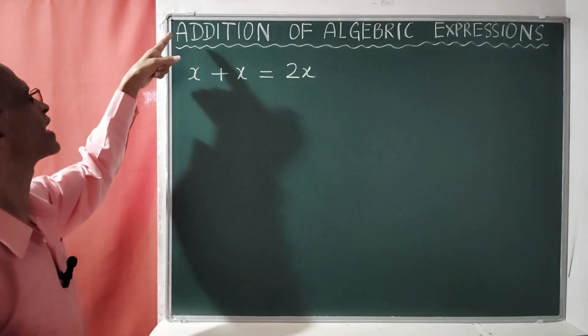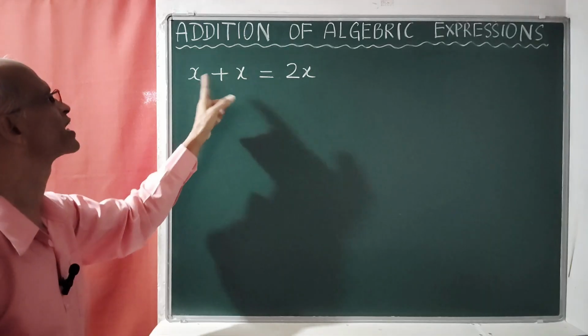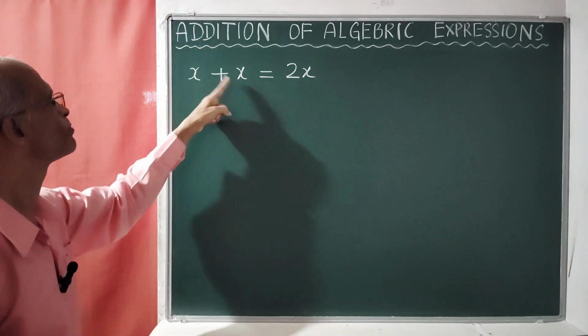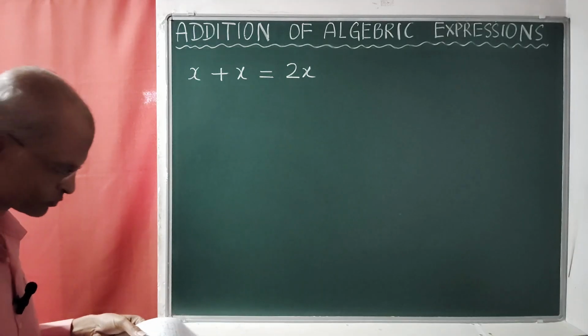In the case of addition or subtraction, we are not going to do anything with the variable. We are just solving the numbers. 1 plus 1 is 2. So 2x.